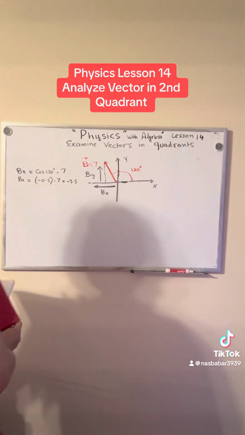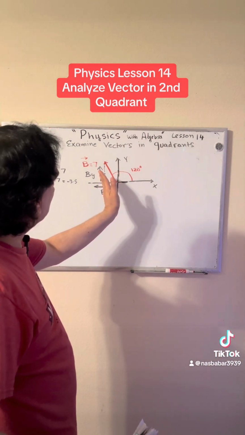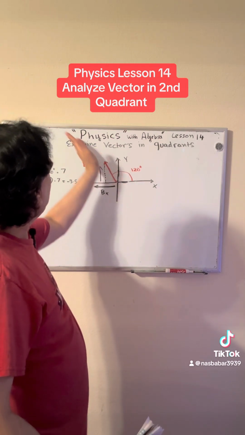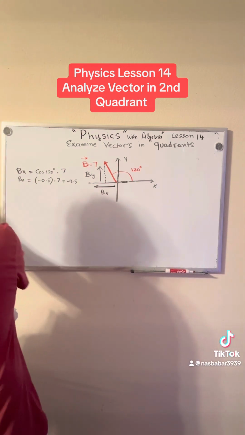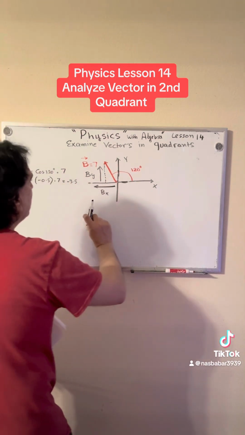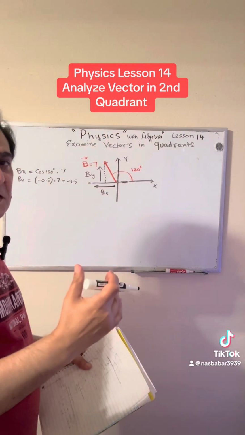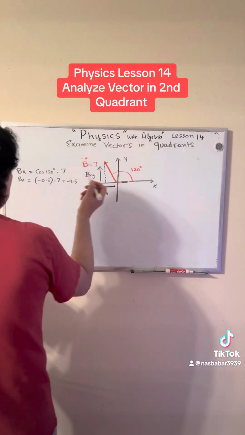And that makes sense. If you look at the vector, it is in the second quadrant, and it's basically going this way. So obviously you're going to have your horizontal component going this way, and your vertical component is going to go this way. The sign on the vertical component is going to be positive. Let's see if we get positive on that.